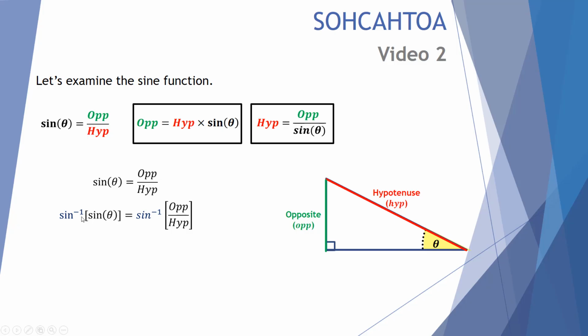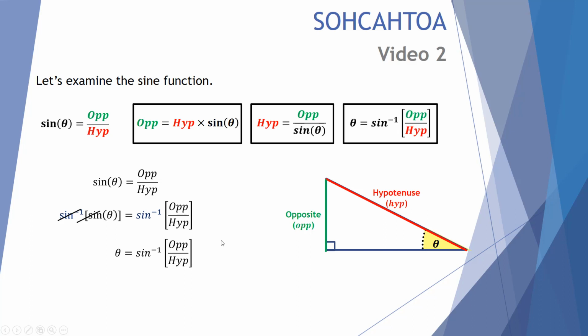So if I take the inverse sine of both the left and right hand sides of this previous equation, I have inverse sine of the sine of theta. Now the inverse sine and sine cancel out, and I'm now left with the angle theta is equal to the inverse sine of the opposite side length divided by the hypotenuse side length. That's my third and final derived equation.